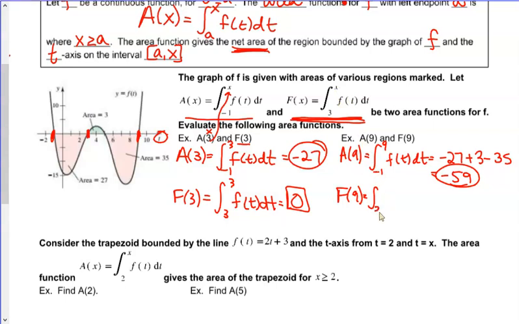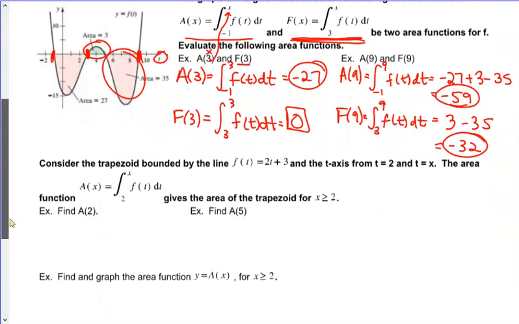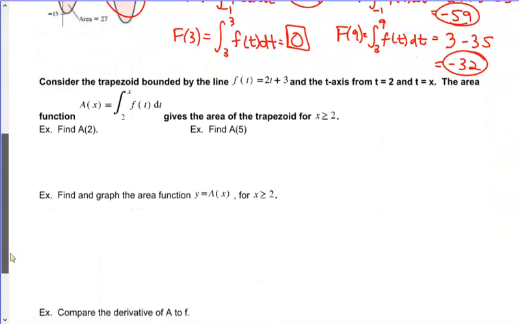So I'm going to go from 3 to 9 of f of t dt. So that means that I have to start here and go to here. So I need to account for this area and that area. So that would be 3 plus a negative 35, or minus 35. Therefore, this area, again, a net area, is negative 32. All right, very good. So that's the area formula.